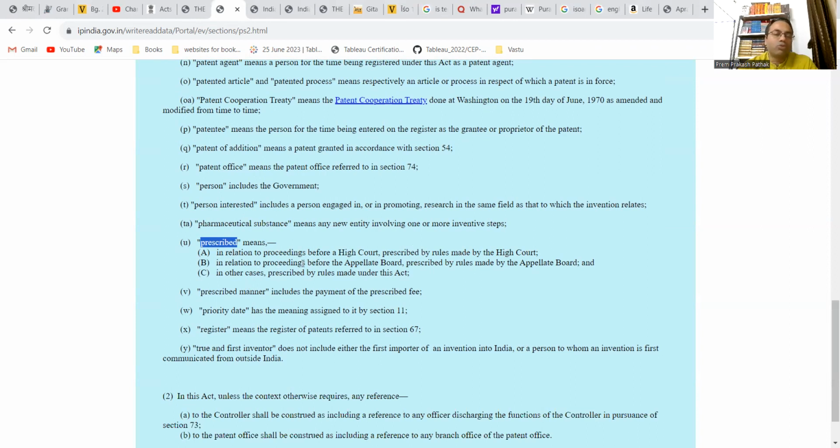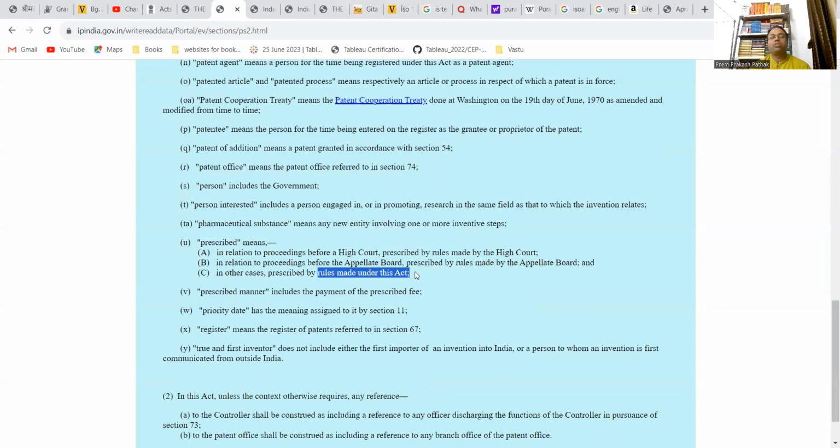And B, in relation to proceeding before appellate board, then the rules of the appellate board. Now this appellate board doesn't exist, so this is not there. And in other cases, prescribed means rule made under this act. So sometimes it may be said as prescribed.